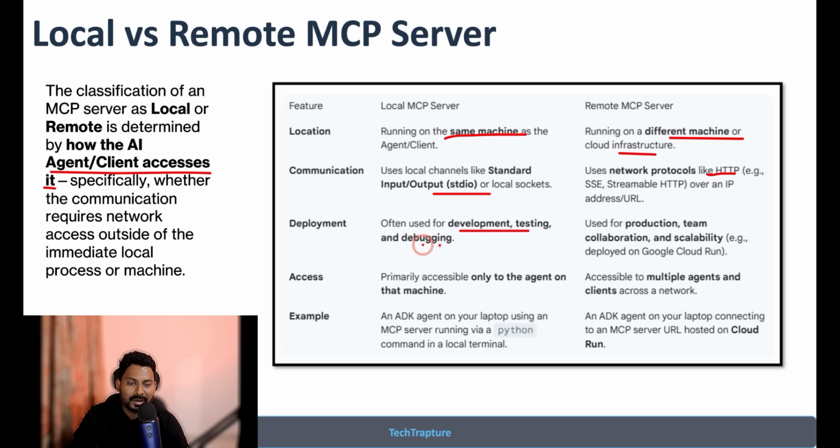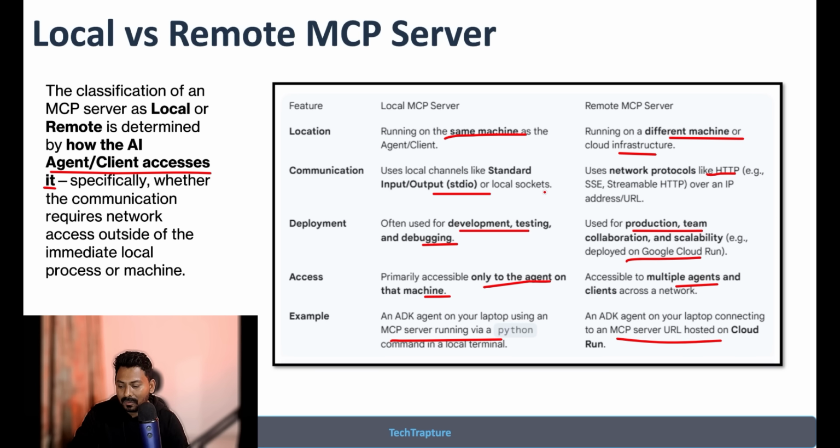Also, if you are using agentic AI and a production-grade ADK setup, you can deploy your MCP server separately on Cloud Run, for example, and then use it in your ADK as a remote MCP server. With a local server, only the agent on that machine will have access, but if you deploy a remote MCP server, multiple agents can access the same one. This is the production-grade best practice. An example is an ADK agent on your laptop using an MCP server running via terminal or local system, and then it is deployed on the cloud. So this is local versus remote MCP server. I hope this is also clear.